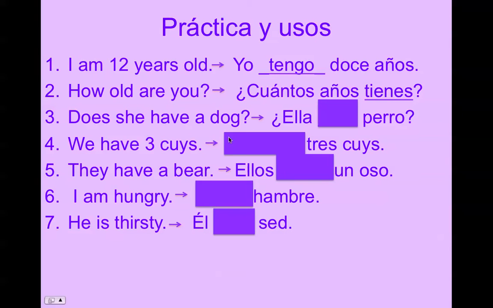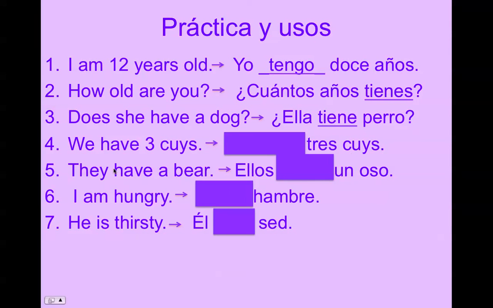Does she have a dog? Remember, in Spanish there is no word for do or does. You just make the sentence into a question. So, does she have a dog? Ella, and then you change tener to the ella form. It's tiene perro. Ella tiene perro.